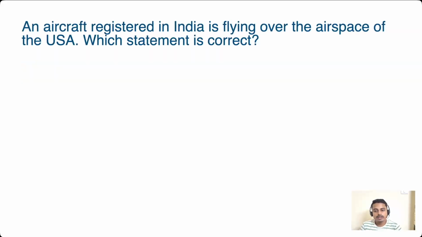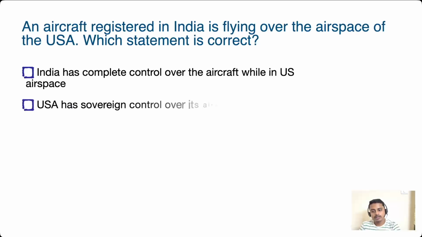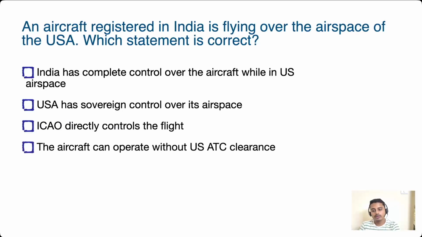An aircraft registered in India is flying over the airspace of the USA. Which statement is correct? Does India have complete control over the aircraft while in US airspace because the aircraft is registered in India? Does the US have sovereign control over its airspace? Does ICAO directly control the flight, or can the aircraft operate without US ATC clearance? If you remember the first article of the Chicago Convention, which talks about sovereignty, a state has complete sovereignty over the airspace over its territory, right? And that is why the USA has sovereign control over its airspace.